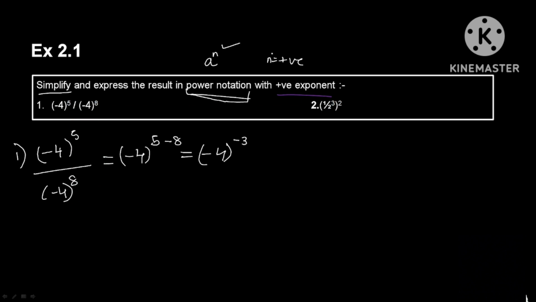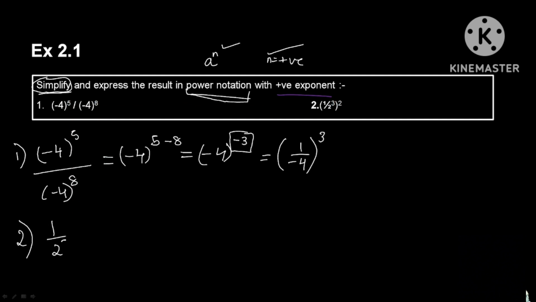But we didn't get it in a positive exponent. So we have to convert this negative exponent to positive. For that, we have to reciprocate the base. 1 by minus 4 raised to the power of 3. Now we don't need to find the value of 1 by minus 4 raised to the power of 3, since they have said to simplify and express the result in power notation. Now let's move to the second one.